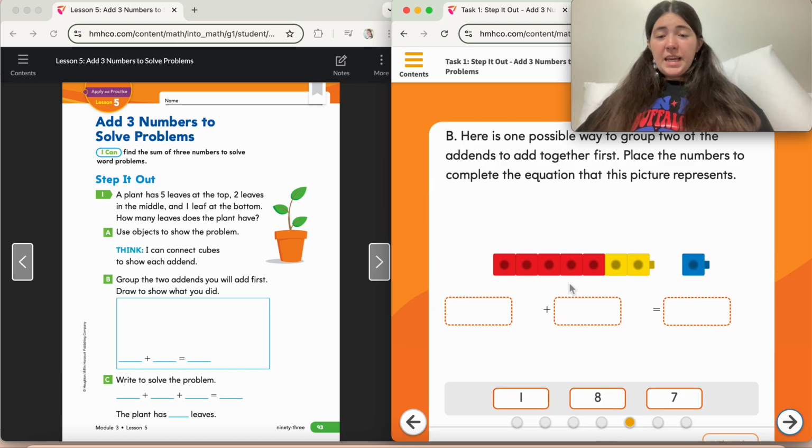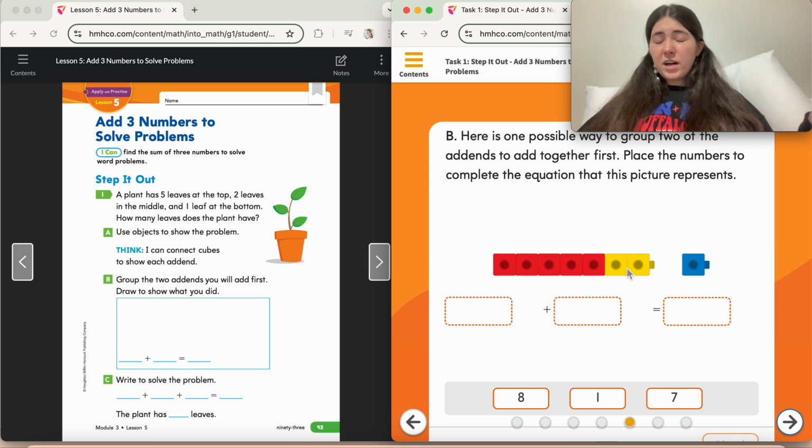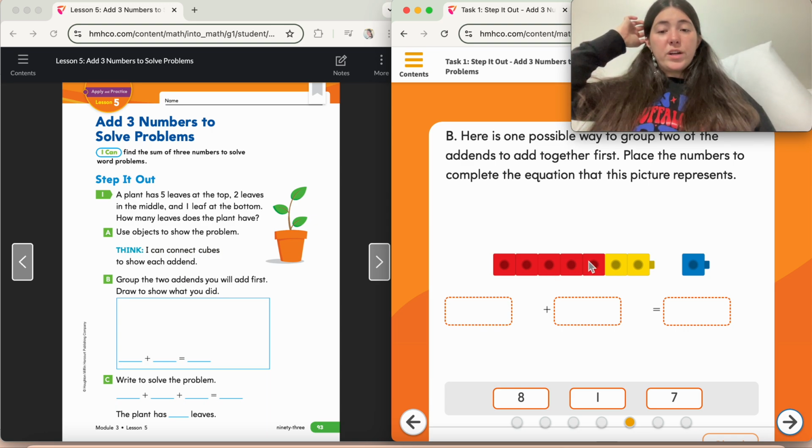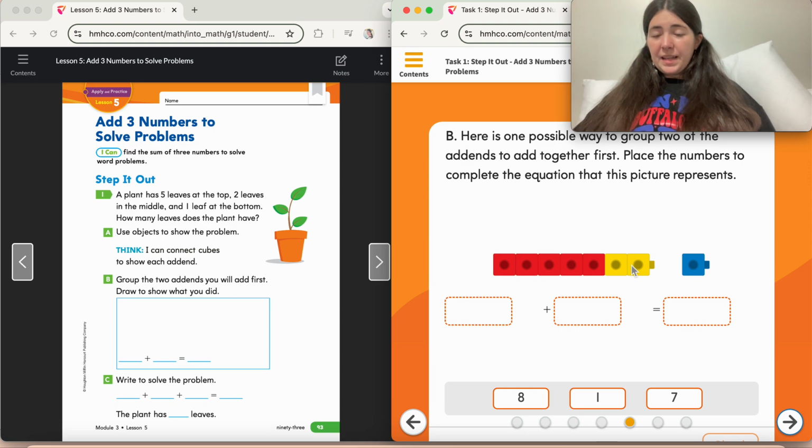So it should look a little something like this. Maybe you squished your 5 and your 2 together. If you are confused, I'm going to do this now. So what I would like you to do is squish your 5 cubes and your 2 cubes together. And let's count those up. How many are here? 1, 2, 3, 4, 5, 6, 7. So we know our first number is 7. That will go right here.